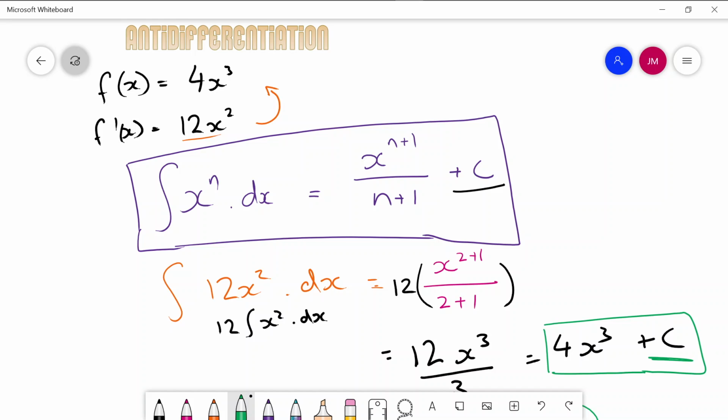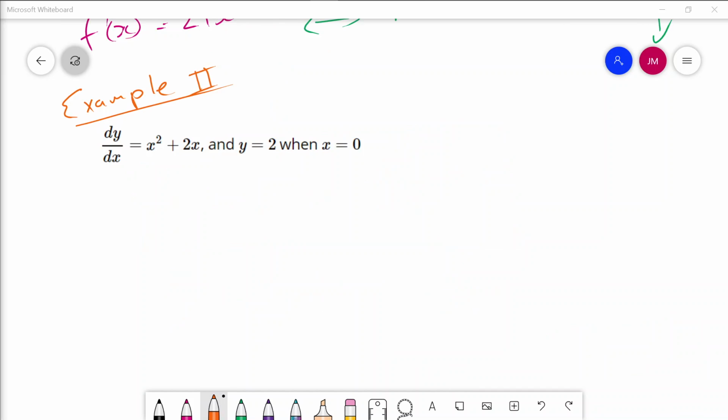Now that constant could be 0, like it was in this example up here, but I don't have enough information to find out yet. If I was given a point to sub in, I could sub that in to find c and check what that constant would be. So let's look at one last example and see if we can figure it out.